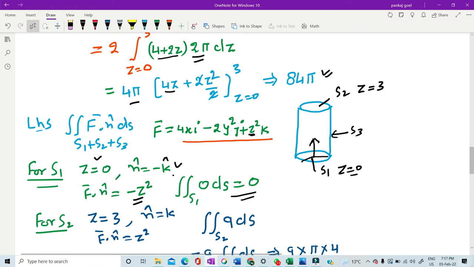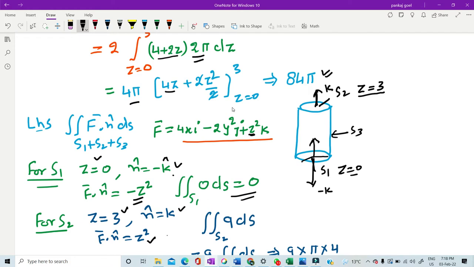Now it comes to S2. What is the change between S1 and S2? In S2, z equal to 3. Here is z equal to 3. So put here z equal to 3. n cap is k, because the outward normal is this side. This is the outward normal in this case. This is k. In the other case, the outward normal is this one, that is minus k. Okay. So F dot n cap is z square.